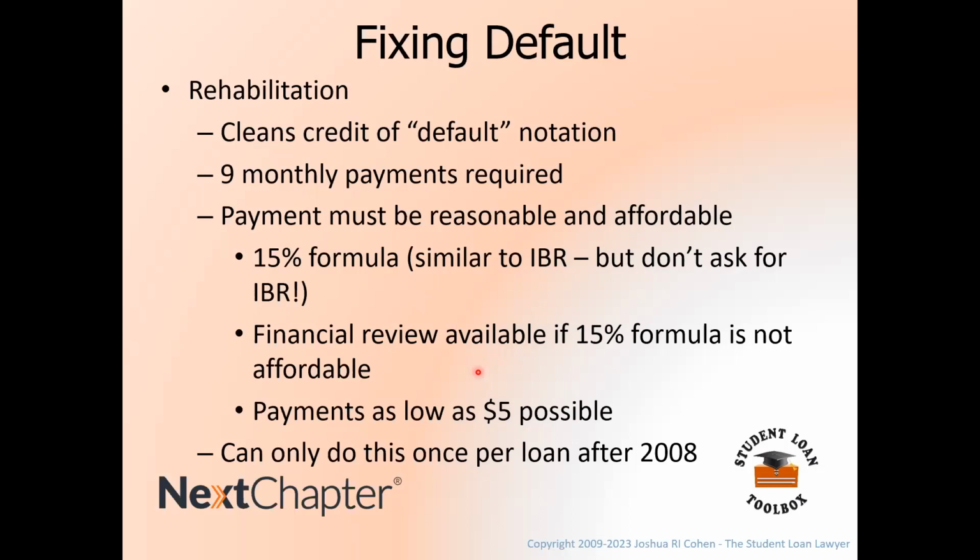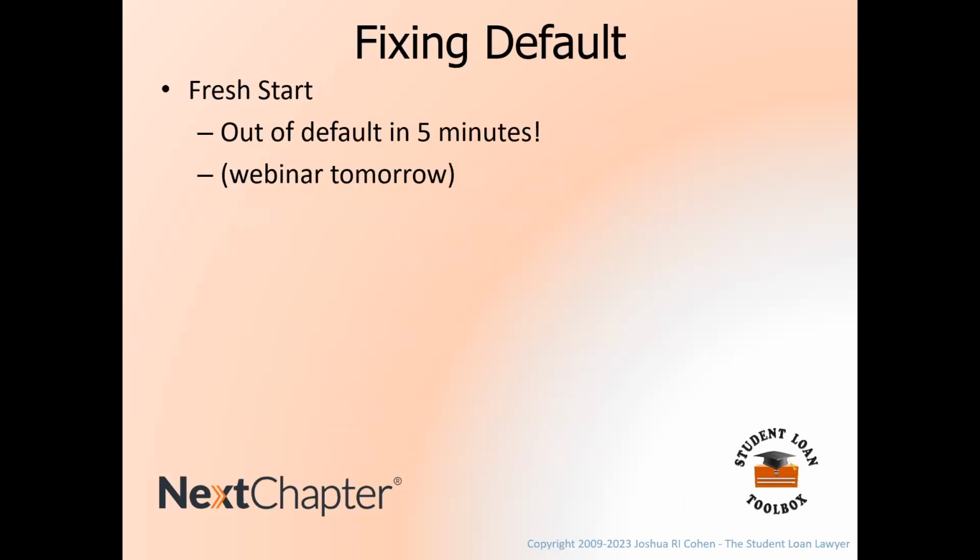If that's not affordable, you can ask for a financial review, and you can have payments as low as $5 a month. You can only do this once per loan after 2008. Again, if you didn't hear what I just said, it doesn't matter because you're not going to do this until July of 2024. Because until then, we have Fresh Start.